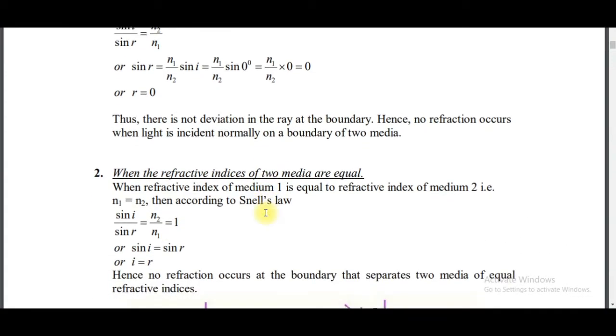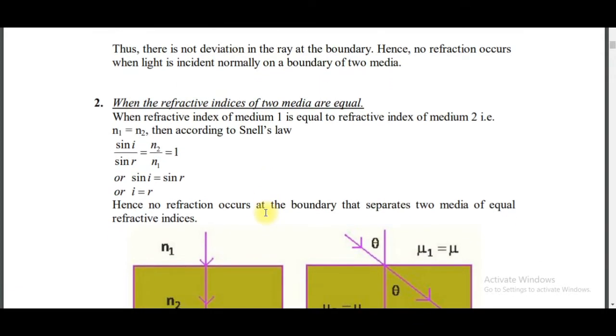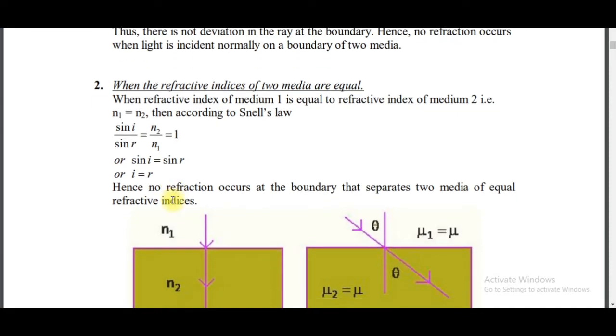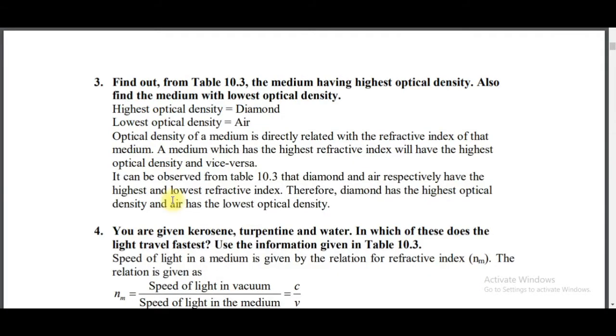Next we shall see what happens when the refractive indices of two media are equal, that is n1 equals n2. In that case, both media are effectively the same because the refractive index is the same. So sin i equals sin r, so i equals r, and hence no refraction occurs at the boundary. If two media have the same refractive index, it means both media are the same, so there will be no refraction taking place.